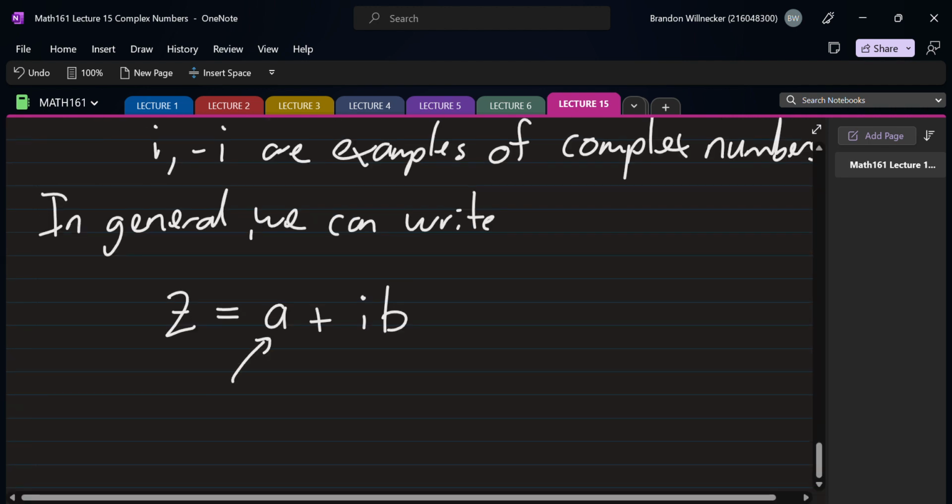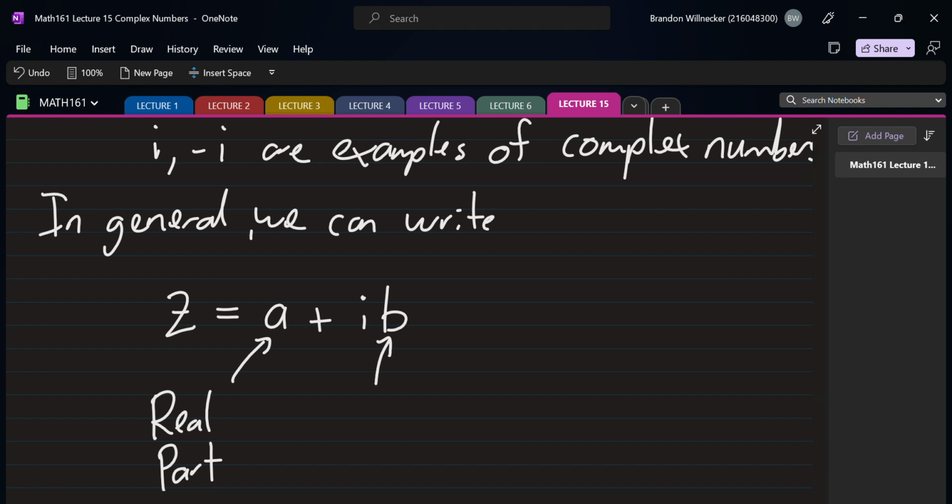This a part of the complex number we call the real part. That's just the name that we give to this part. So the part without the i we call the real part, and the part with the i we call the imaginary part.